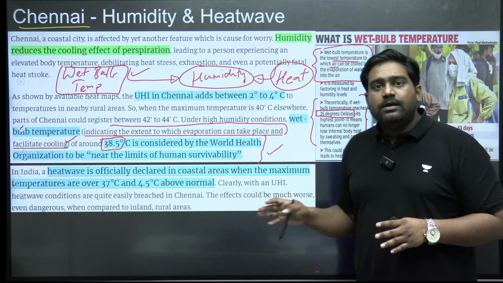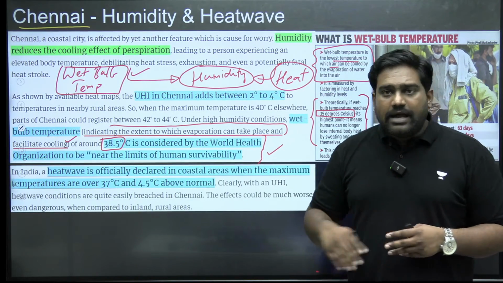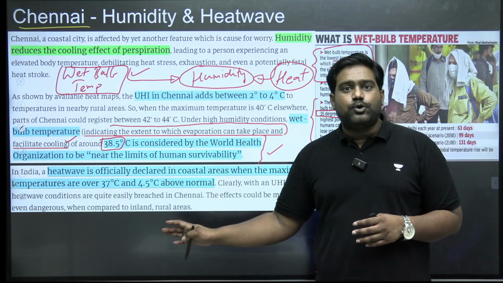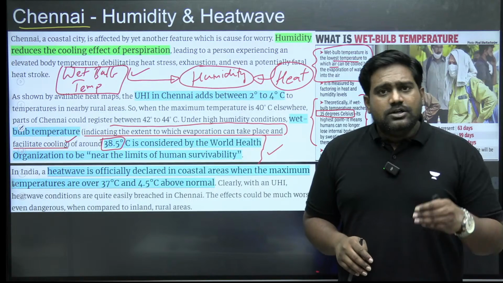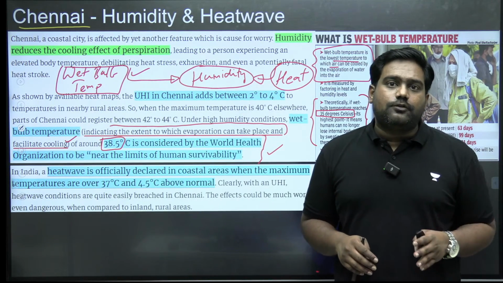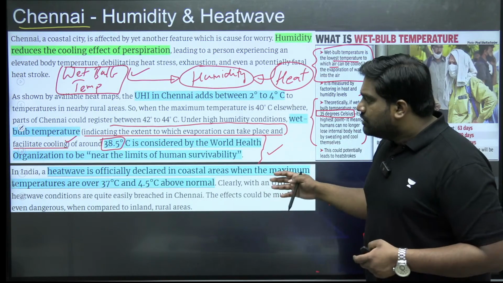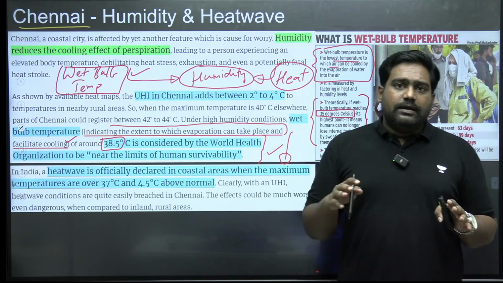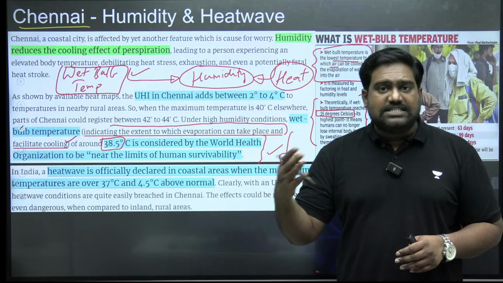Because at that point, through sweating, your body will not lose the internal heat. And above 38.5, it is extremely hazardous according to WHO if the wet bulb temperature crosses this limit. Understood? So beyond this, we will suffer from the impact of heat stress, heat exhaustion, could even lead to heat stroke.